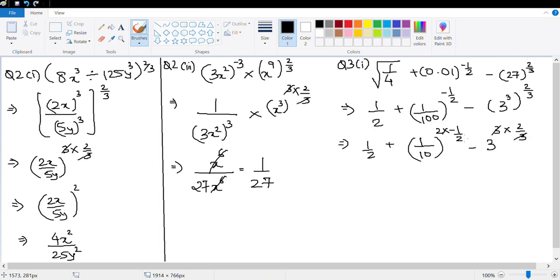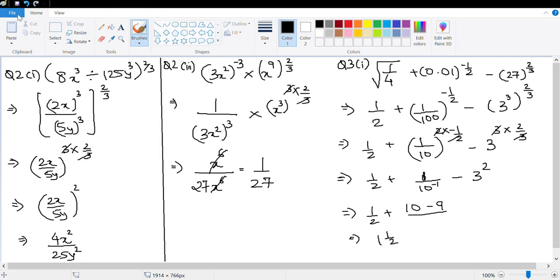3 and 3 gets cancelled, 2 and 2 gets cancelled. What I am left with is half plus (1 upon 10) to the power minus 1, minus 3 square. This is half plus, if the power is negative in the denominator, it moves to the numerator. That's plus 10 minus 9. So this is 10 minus 9, that's 1. So that's 1.5. That's it. So let's move on to the next question.